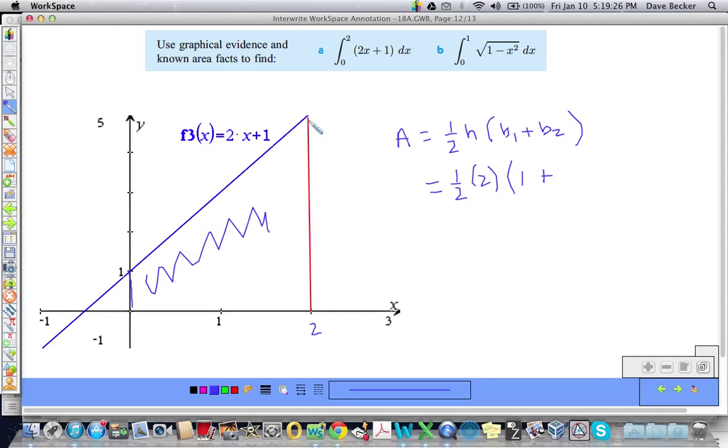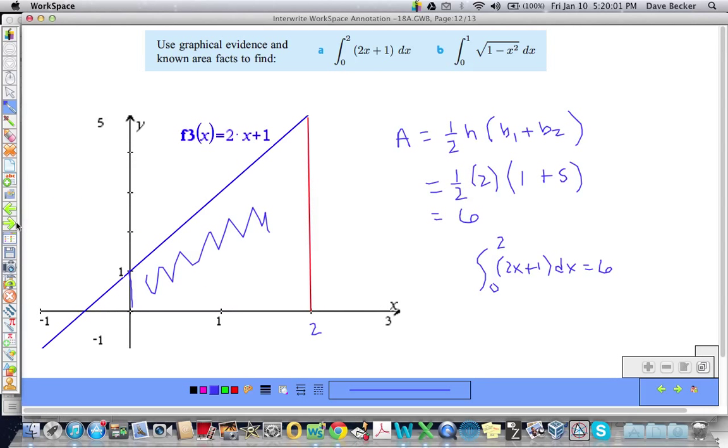Looks to be 5 to me, but let's make sure. When x is 2, 2 times 2 is 4, plus 1 is 5. Okay, so that is just going to be 1/2 times 2 times 6, which is going to be equal to 6. So that means the integral from 0 to 2 of 2x plus 1 dx is equal to 6. And why is that? Because this represents the area under the curve of the function 2x plus 1 between the curve and the x-axis. And that's what we just found.